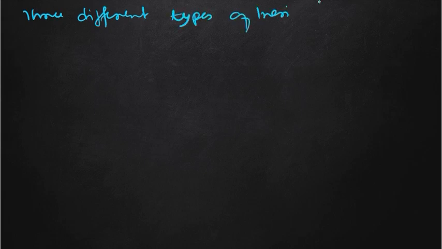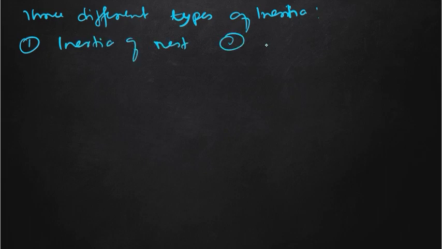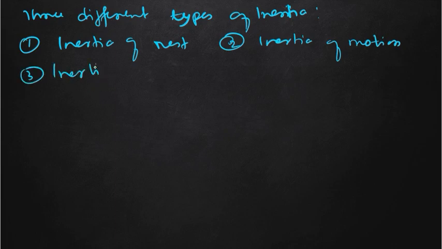So we have three different types of inertia. The first one is inertia of rest. Number two, inertia of motion. And number three, inertia of direction.